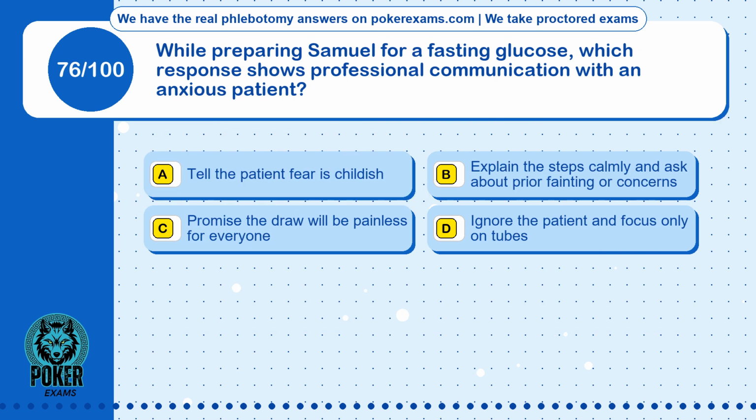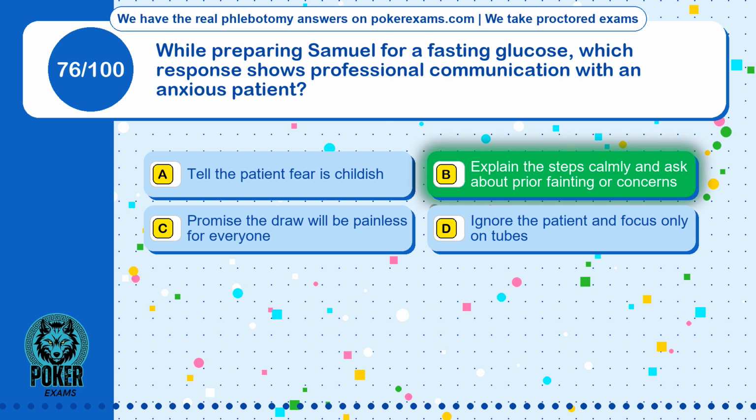Question 76. While preparing Samuel for a fasting glucose, which response shows professional communication with an anxious patient? Option A, tell the patient fear is childish. Option B, explain the steps calmly and ask about prior fainting or concerns. Option C, promise the draw will be painless for everyone. Option D, ignore the patient and focus only on tubes.